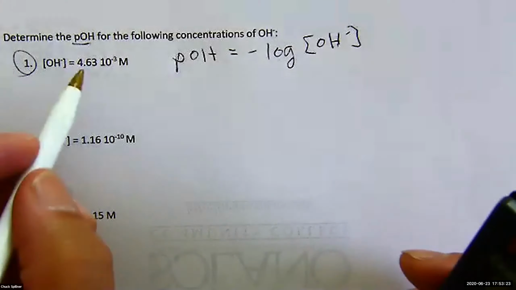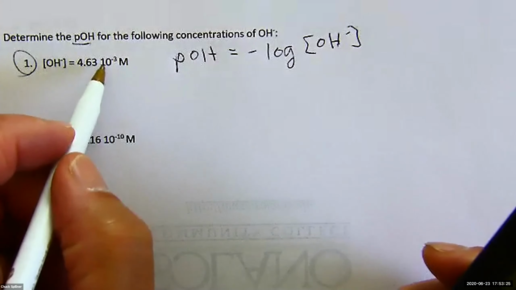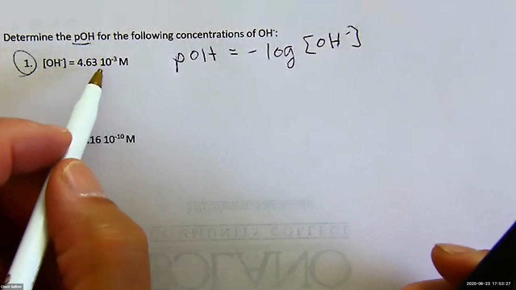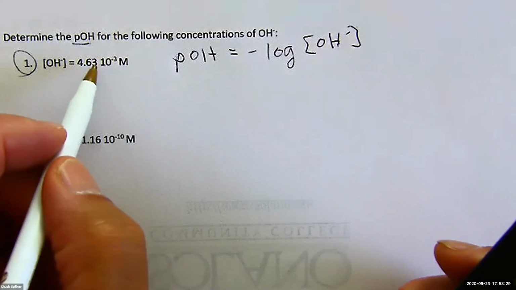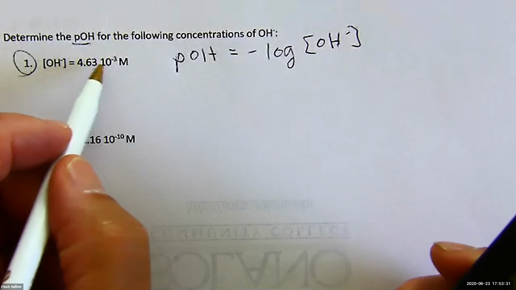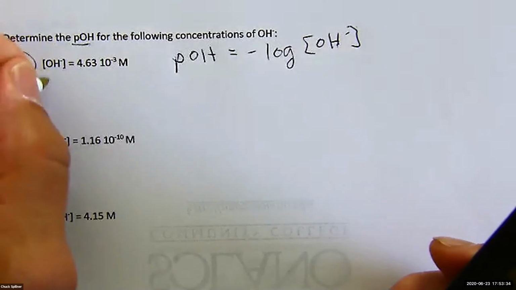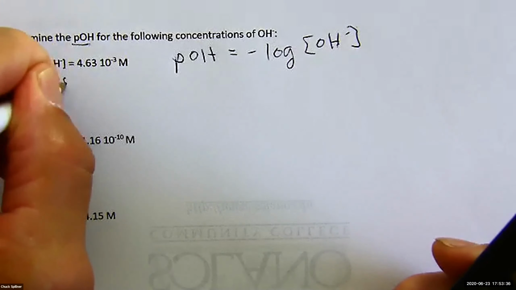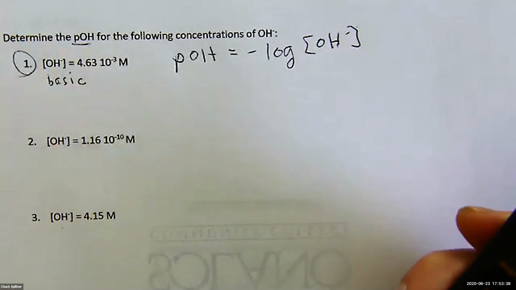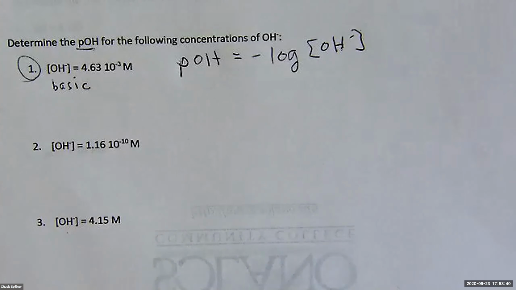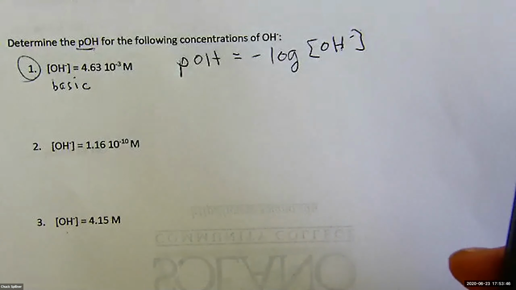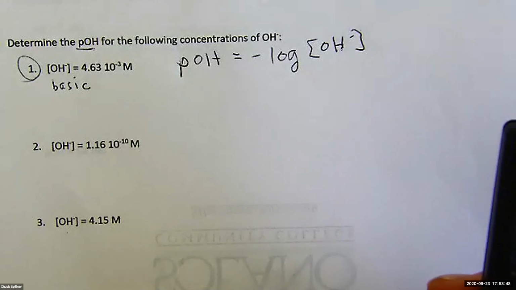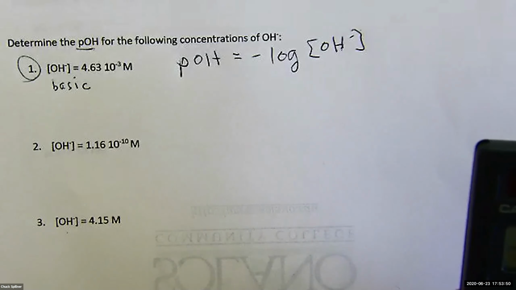Let's look at this. 4.63 times 10 to the minus 3. Is that greater or less than 1 times 10 to the minus 7? Well, it's greater than that. So hydroxide is greater. That means it's basic. So that means our pOH should be less than 7. Let's see if it is. 4.63 e to the negative 3, and I'll take the logarithm of that and change the sign.